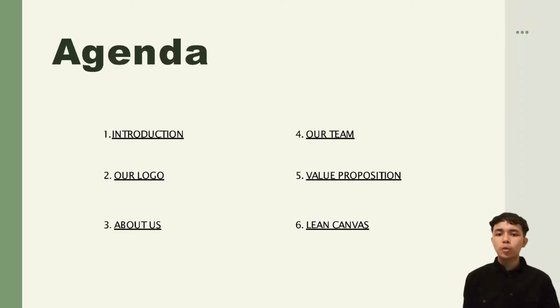Our agenda for this presentation is to first introduce our company. Next is to give ideas on how we came up with our logo. Next is to provide brief information about our product. And the next part is to introduce ourselves as founders of the company. Then the final parts will be discussing the value proposition canvas and lean canvas for the product.